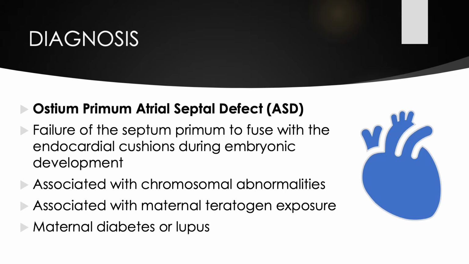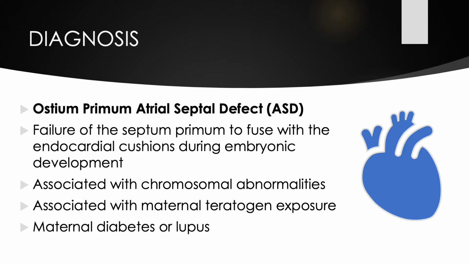My patient's diagnosis is an ostium primum atrial septal defect, or ASD. During embryonic development, the interatrial septum has two components, the septum secundum and the septum primum. The septum primum grows downwards and fuses with the endocardial cushions, and the septum secundum grows down from the top of the atrium and fuses with the septum primum to make one interatrial septum. Ostium primum ASDs result from the failure of the septum primum to grow down and fuse with the endocardial cushions.